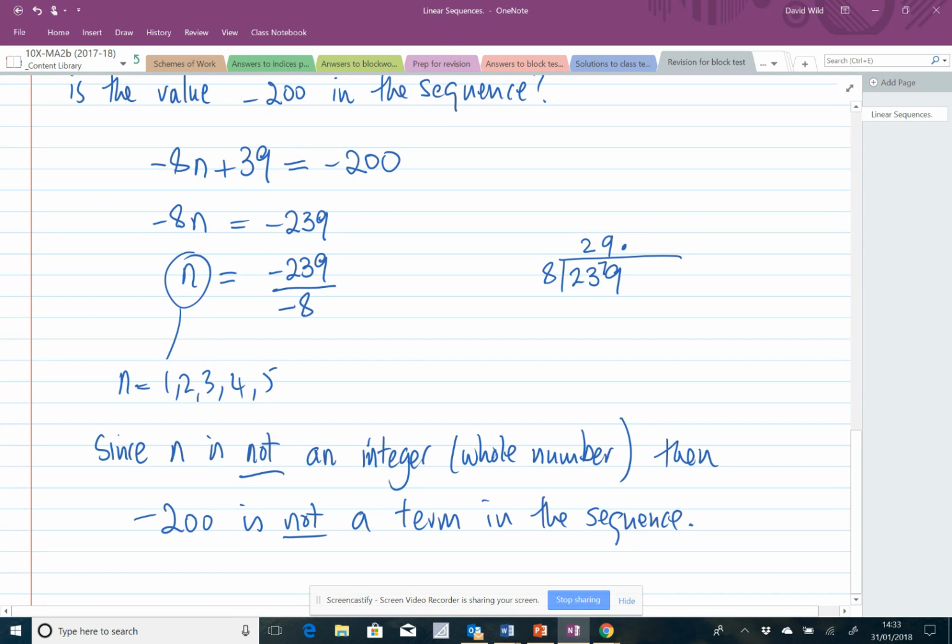Okay? If it turned out that n was a whole number, in other words, 8 divided exactly into 239, then n would be a whole number, and therefore minus 200 would have been in the sequence.